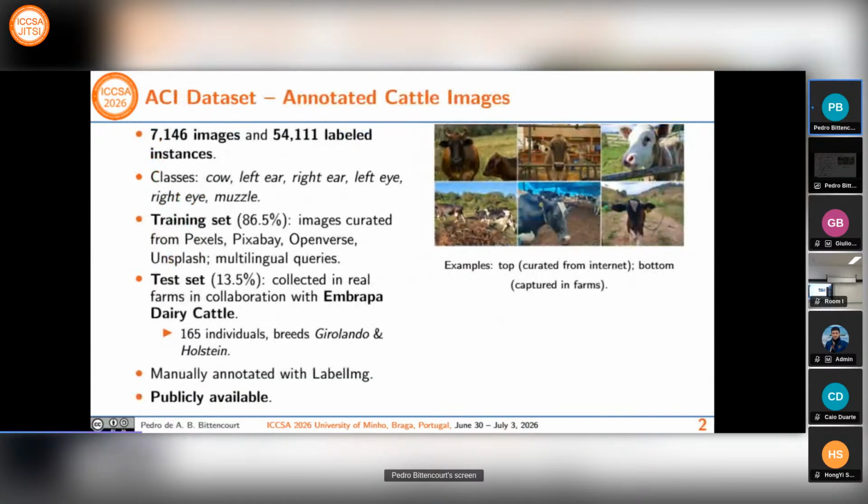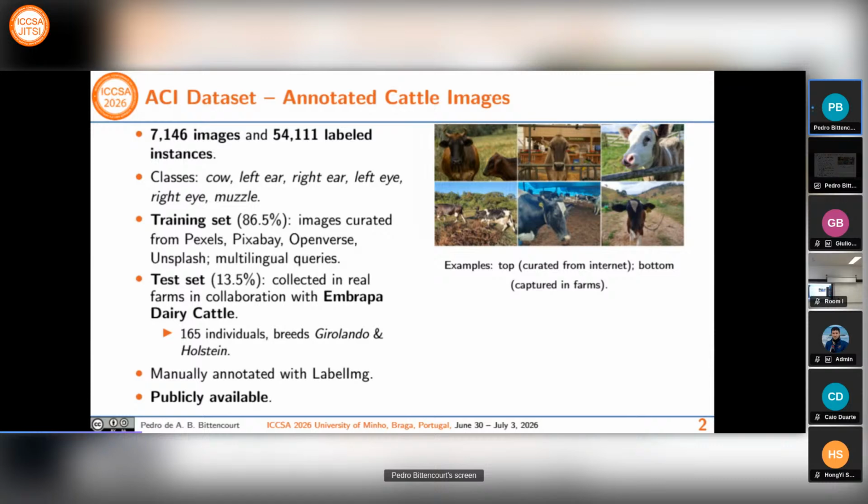To address this gap, we created the Annotated Cattle Images Dataset, or ACI. It contains 7,146 images with over 54,000 labeled instances across 6 classes: cow face, left ear, right ear, left eye, right eye, and muzzle.